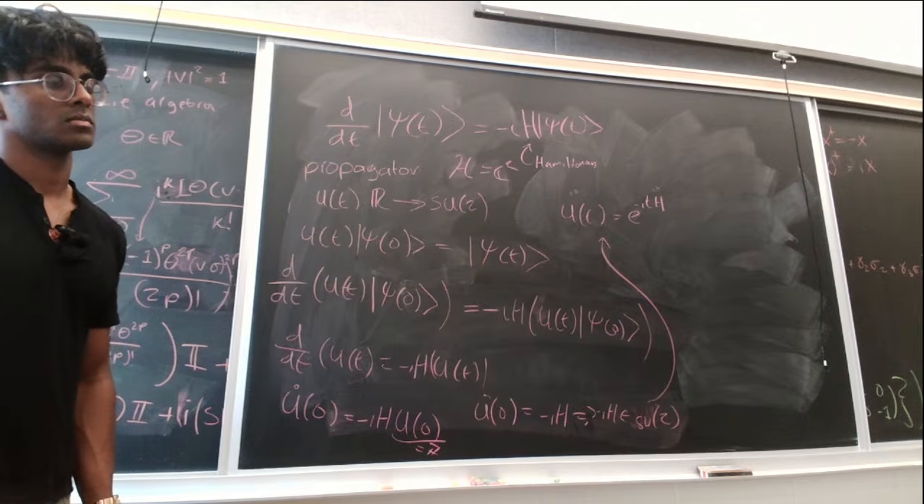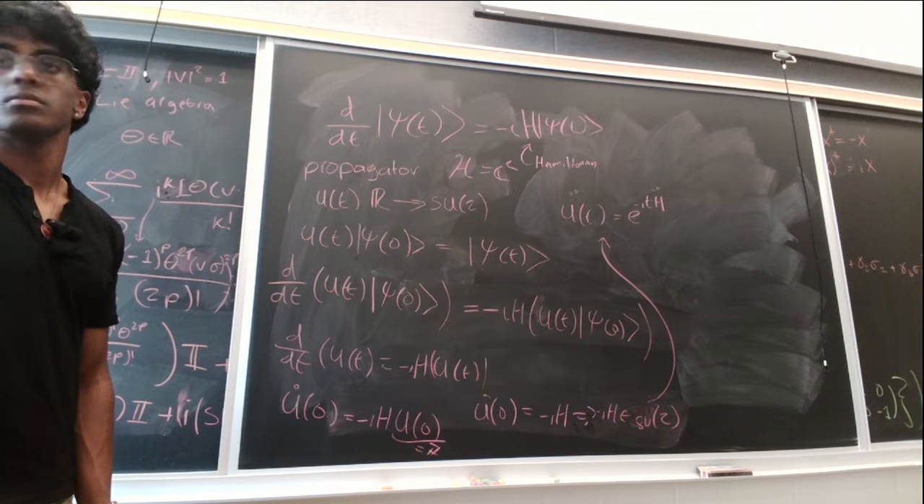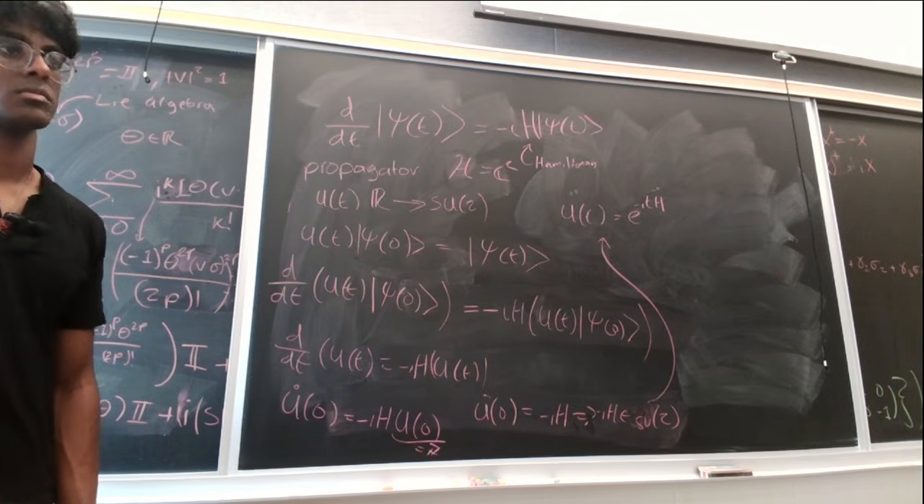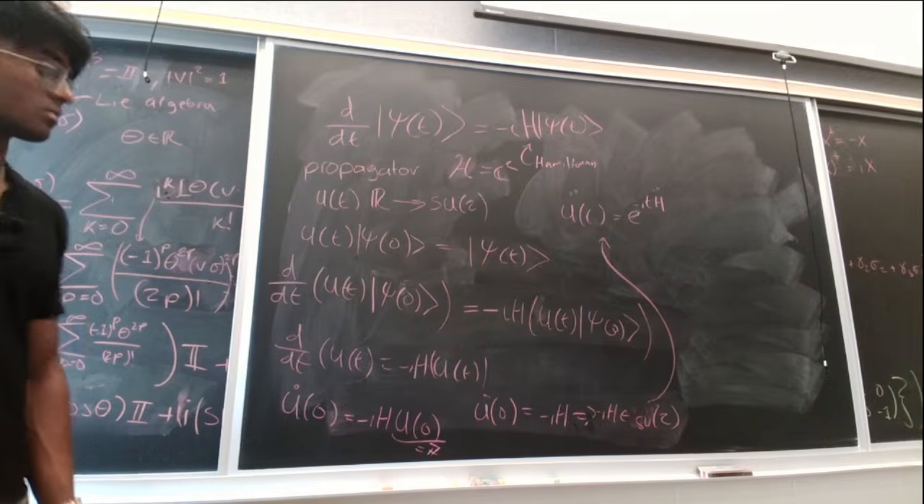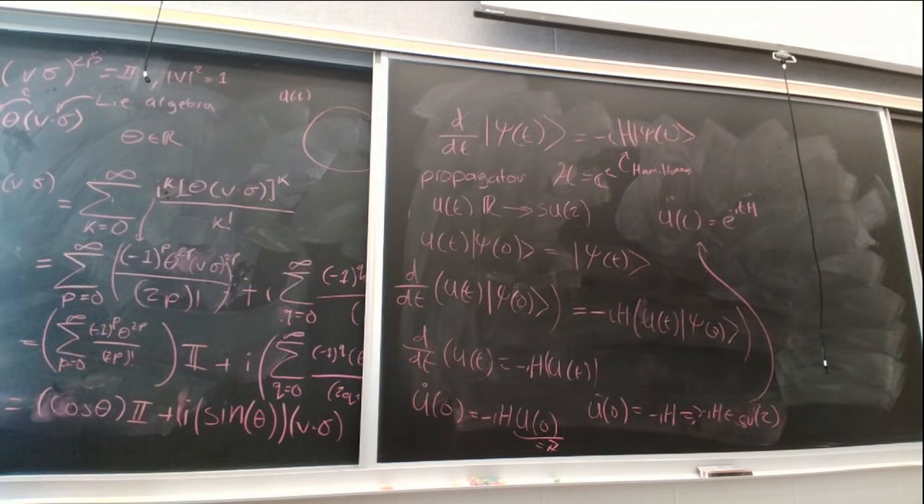Good. But if H is a 2 by 2 matrix, do we know what the answer is? What this is, if it's a 2 by 2 matrix? Maybe look at the previous board, whatever you can see of it.